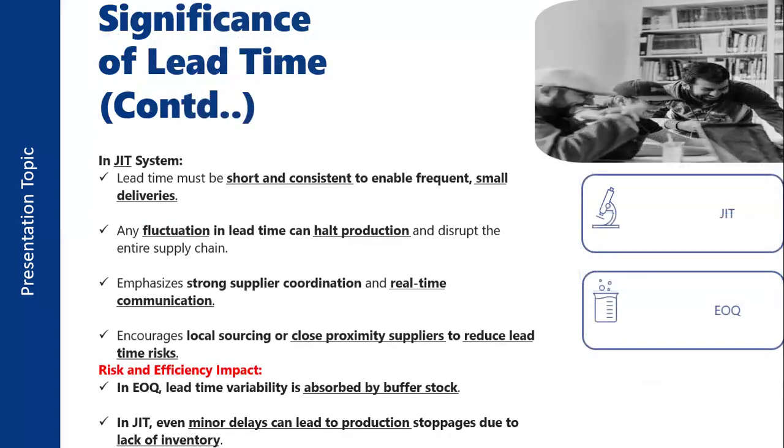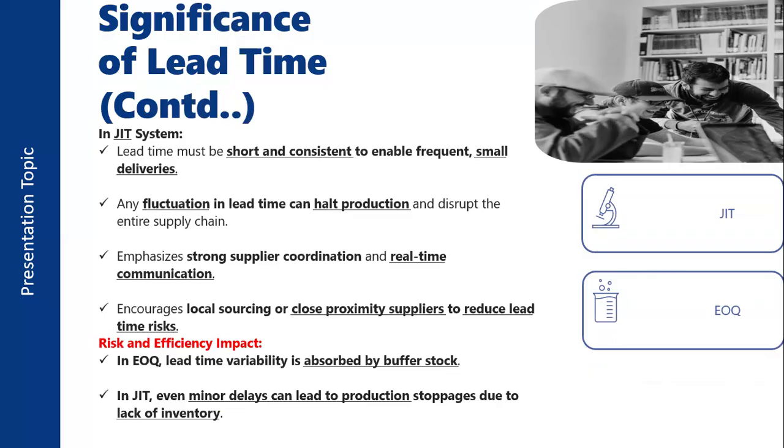From the JIT perspective, if we look into the matter of lead time, we will see it must be short and consistent to enable frequent small deliveries. Again, as we have seen earlier, JIT emphasizes small deliveries based on long-term supplier relationships. So that is the concept we are talking about. Fluctuation in lead time can halt production. So that is what should be eliminated to remove the stockout situation.